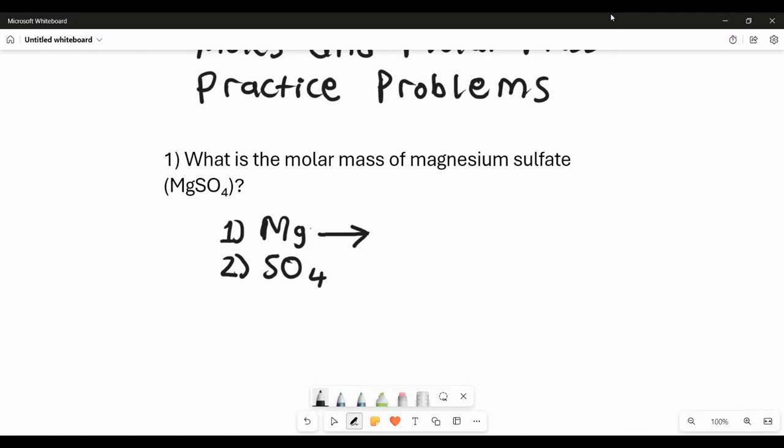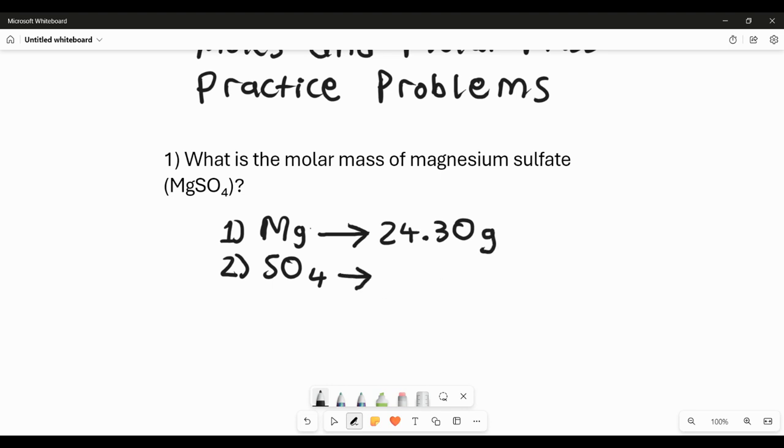Now, on the periodic table, you see the atomic mass of magnesium is 24.30. Now, as we covered in the last video, for pure elements like magnesium and any compounds, the molar mass is the exact same value as the atomic mass units that you see in the periodic table. So for magnesium, we have a value of 24.30 as our molar mass, and I should say it is 24.30 grams.